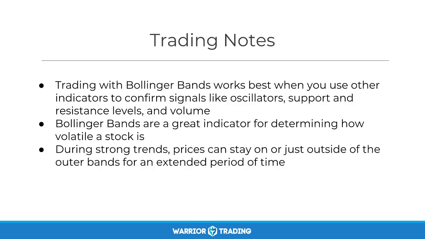And some trading notes when using Bollinger Bands. Trading with Bollinger Bands works best when you use other indicators to confirm signals, like oscillators, support and resistance levels, and volume. Also, Bollinger Bands are a great indicator for determining how volatile a stock is. And finally, during strong trends, prices can stay on or just outside the outer bands for an extended period of time. This is important to note because when you're trading reversals, you want that confirmation of that bar to close back below the outer band, because they can easily stay outside and trend for a long period of time.